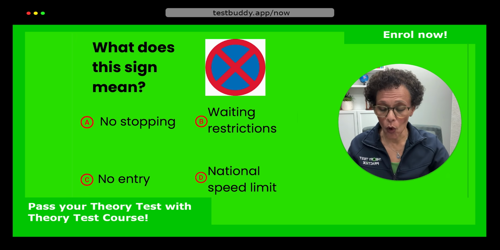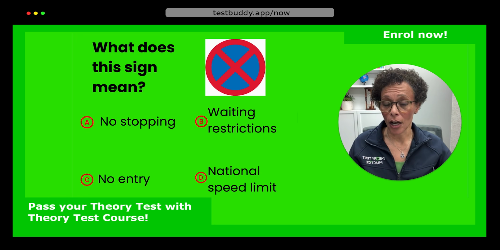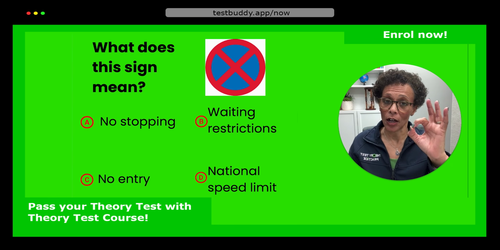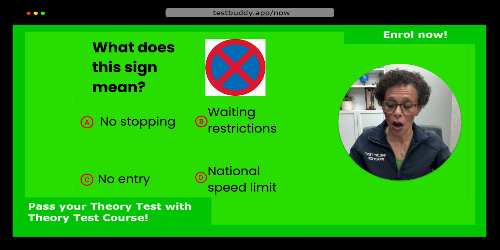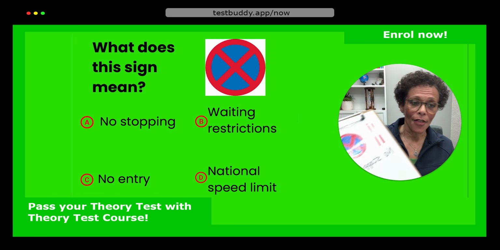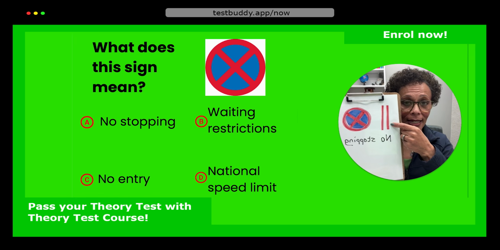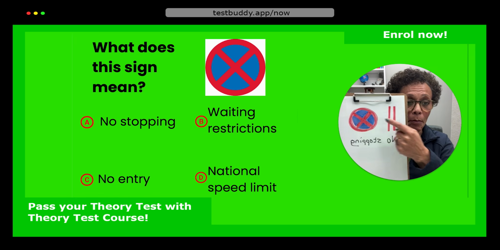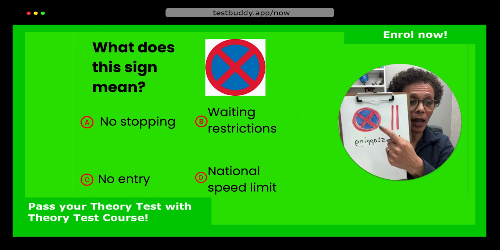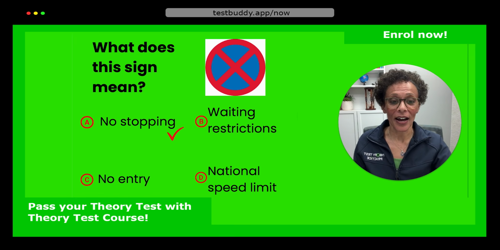Well, remember I said all circle signs give orders. This is telling you what you must or must not do. It's a circle, so it's an order. It's a red circle, and red O means no. It's telling you what you must not do. Now, inside the sign, can you see that there are two red lines? Two red lines painted on the road means the same as two red lines in a sign, no stopping. So this sign means no stopping.